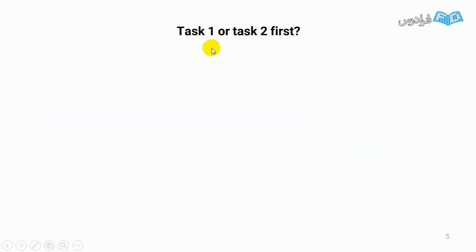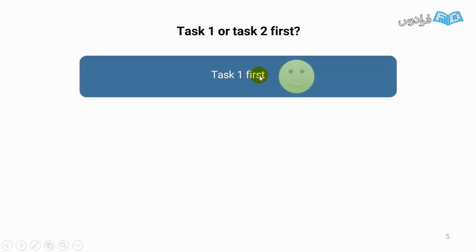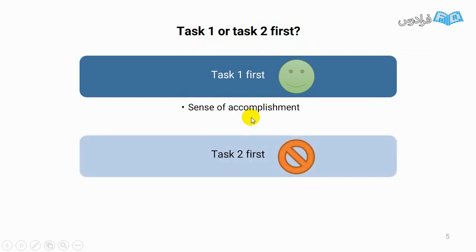Another important question is whether we have to do task 1 or task 2 first. Okay, it is wise to do task 1 first. Why? Because it is shorter than task 2. And when you finish this short part, it gives you a sense of accomplishment and gives you motivation. Maybe you ask yourself, okay, task 2 has exactly twice as many marks as task 1, but don't do it first. Do task 1 first.